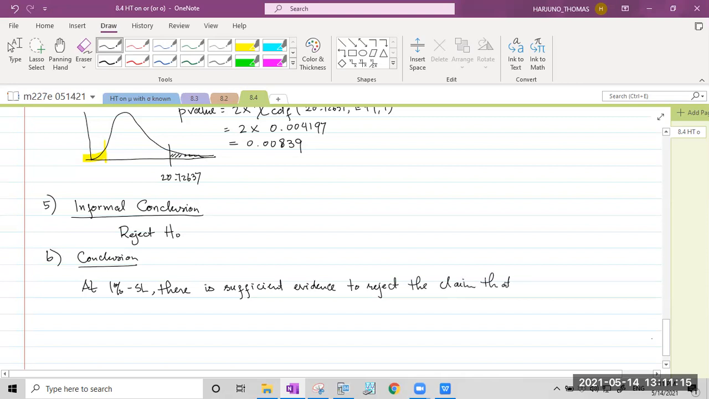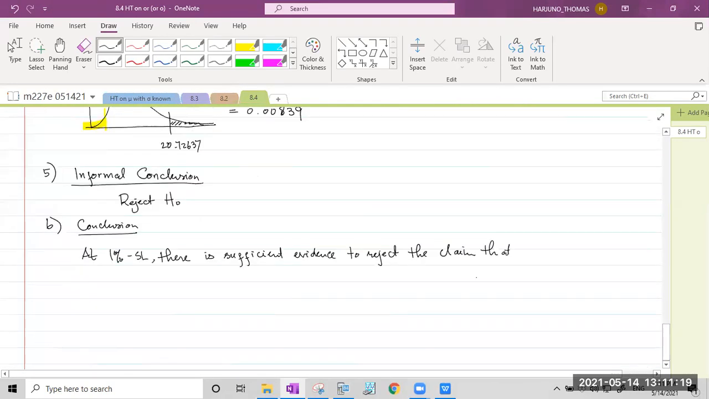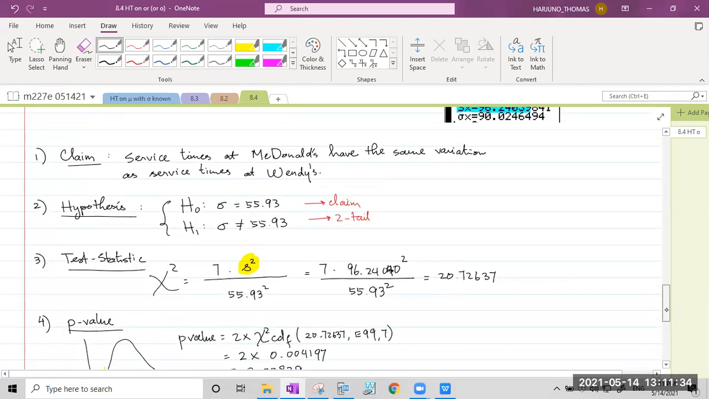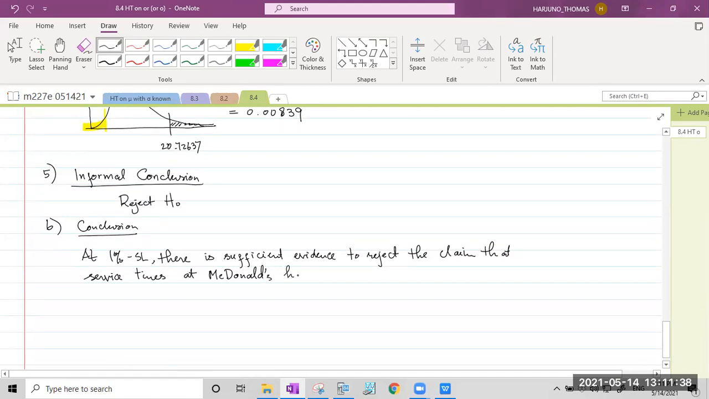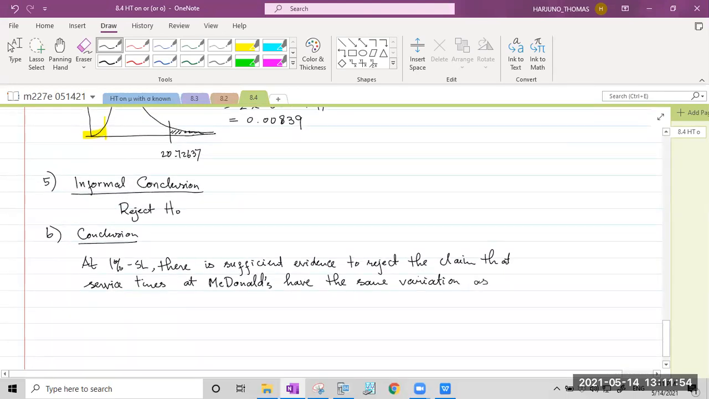that the service times at McDonald's have the same variation as service times at Wendy's. Okay, we reject the claim.